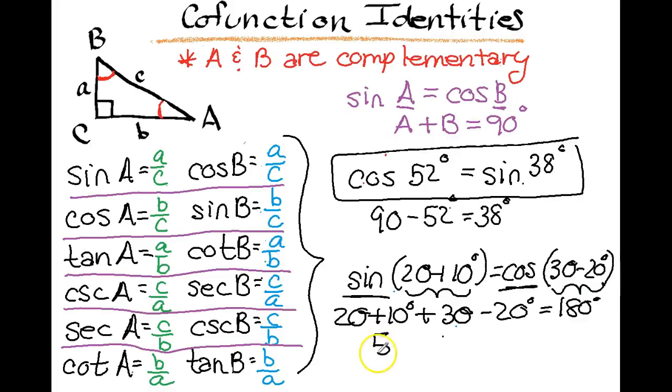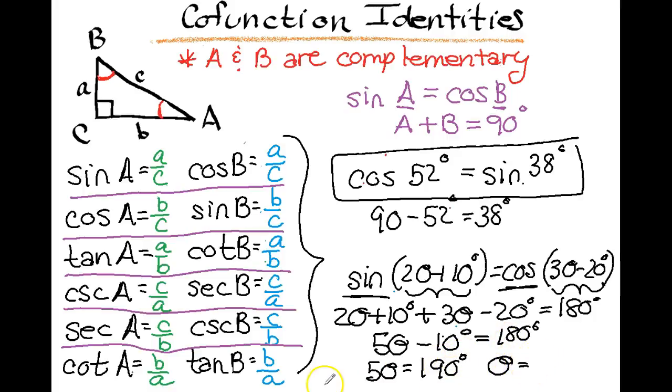So let's go ahead and solve this. We have 5 times theta minus 10 degrees equals 90 degrees. 5 theta equals 100 degrees. So what do we have for theta? Theta will equal 20 degrees. So when theta equals 20 degrees, sine and cosine will be equal to each other. So on your homework, you will have a couple of problems where you will have to use your cofunction identities to solve.